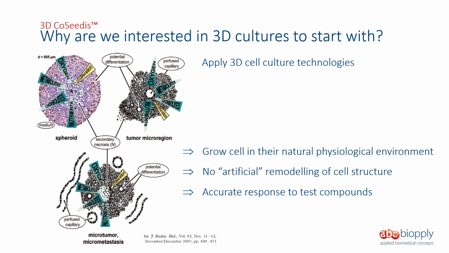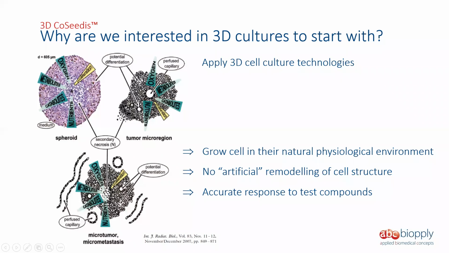In this context now, cells grow in an environment that resembles more their natural physiological surroundings. They do not artificially remodel their cell structure. Each cell is in fact surrounded on all 3 dimensions, so to speak, by neighboring cells. It can communicate with those cells, and because it doesn't remodel the cell structure, it shows a more accurate response to test compounds.